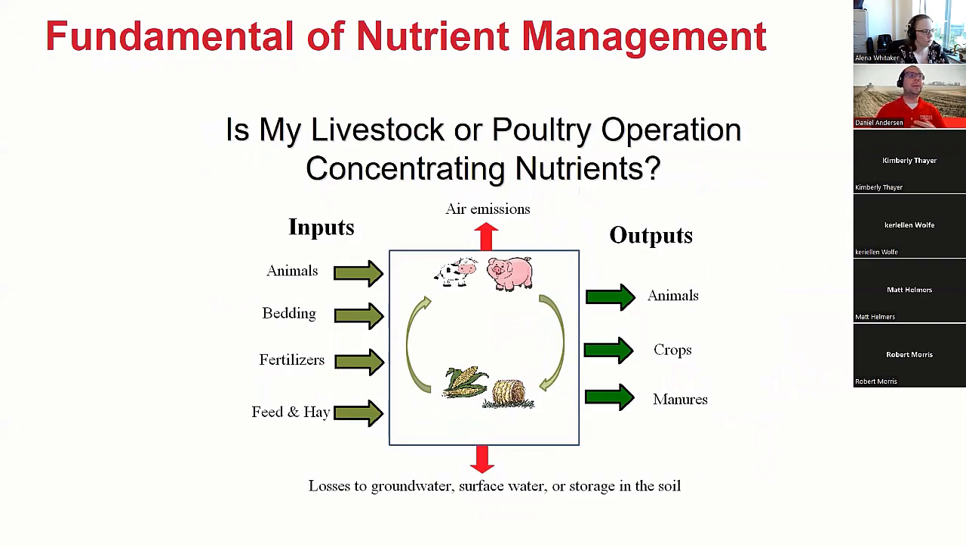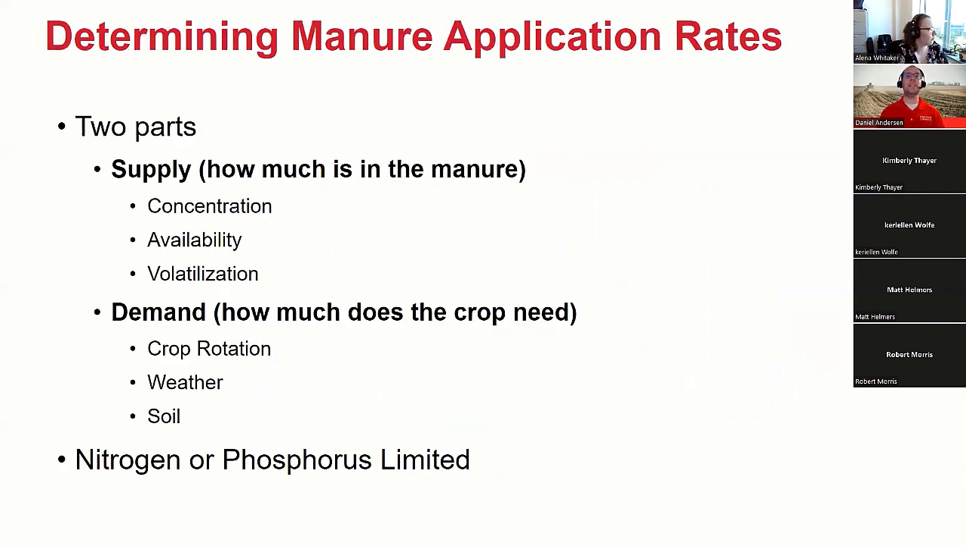Okay, so when we think about nutrient management, it's really this balance of ins and outs. What am I bringing to my farm? What am I putting out? And how do I do that in ways that minimize some of the negatives? Those negatives include both the air emissions that I've mentioned, as well as losses to groundwater. Now, where the rubber meets the road on this, especially in Iowa, is how much manure should I be putting on any field to meet my crop fertility demands and also to protect water quality? And this really occurs in two parts.